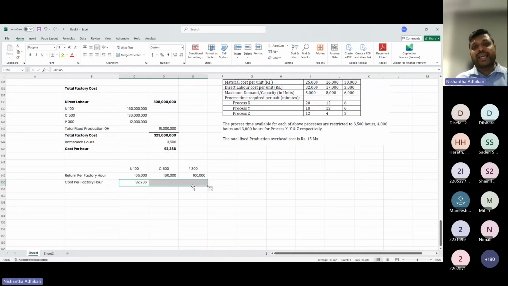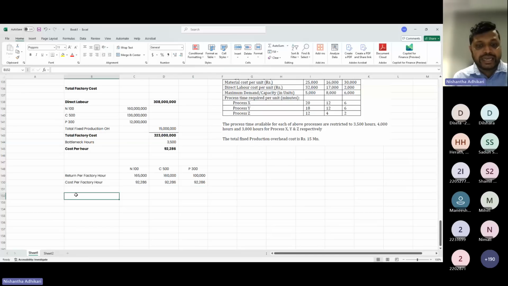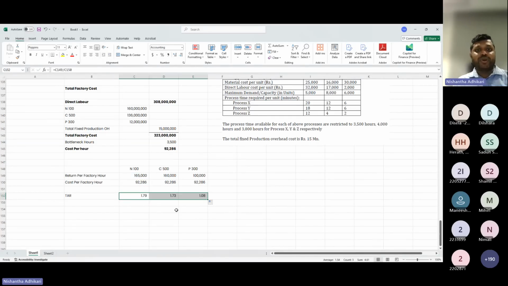Now you can easily calculate your TAR, throughput accounting ratio: return per factory hour divided by cost per factory hour. 1.79, 1.73, and 1.08. Which is the highest one? Highest one is the N100. That's why we have given the priority. This is the throughput accounting ratio.